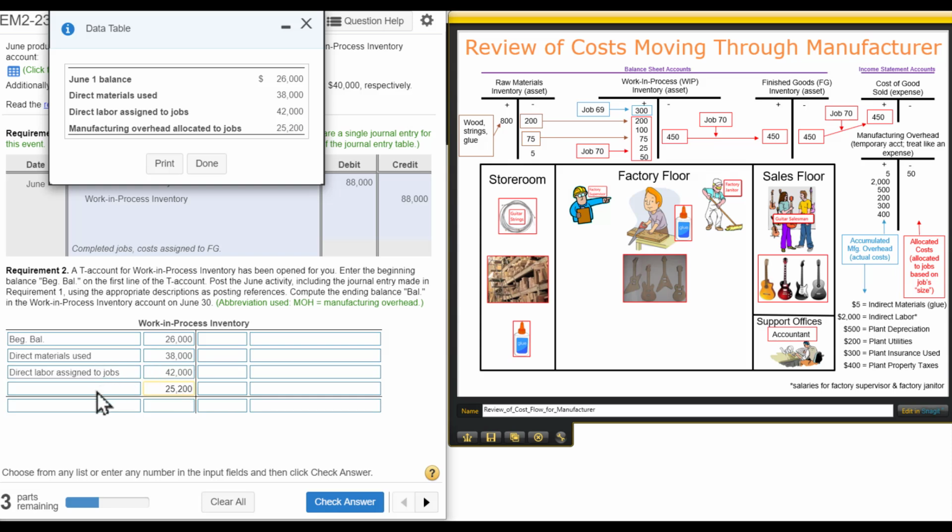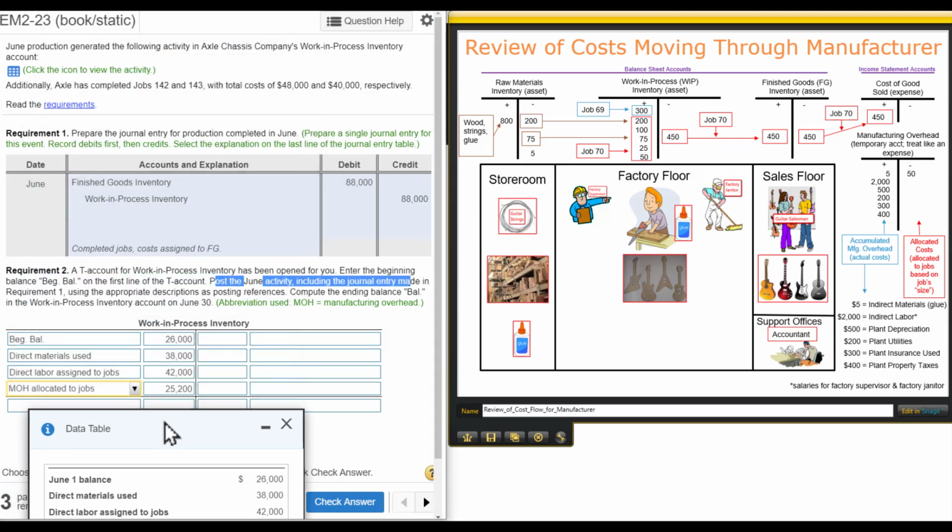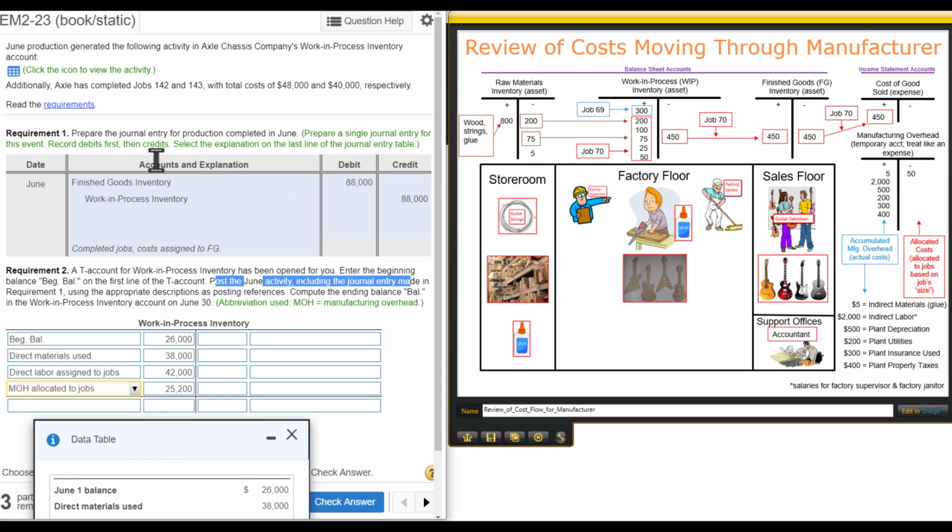And that's MOH, manufacturing overhead allocated to jobs. And then don't forget, it says post the June activity, including the journal entry made in requirement 1. So up here in the journal requirement 1, we had 2 accounts being affected. Finished goods went up, work in process went down. So what account is this? This is work in process. So we have to find the work in process here, and it went down by $88,000 for the 2 jobs that were completed and moved out.